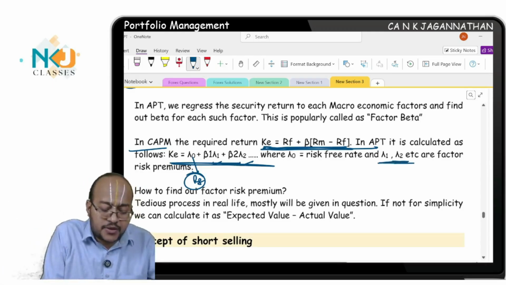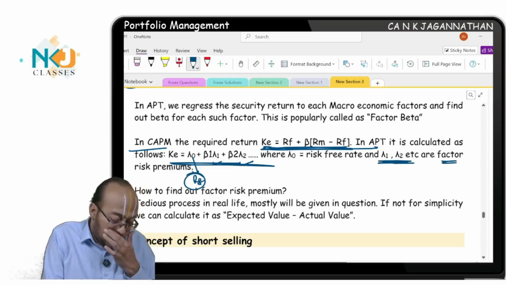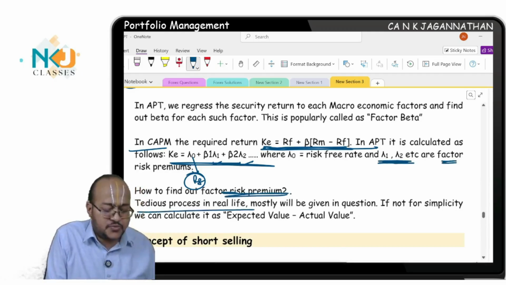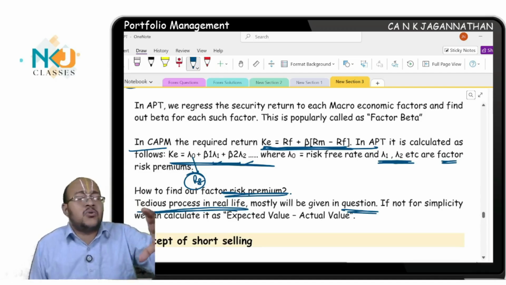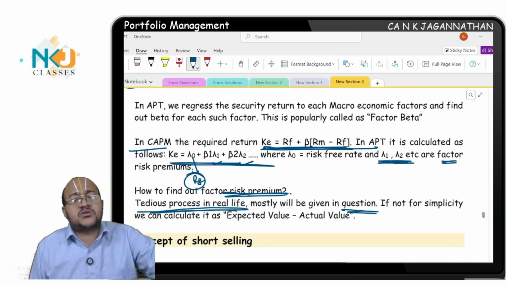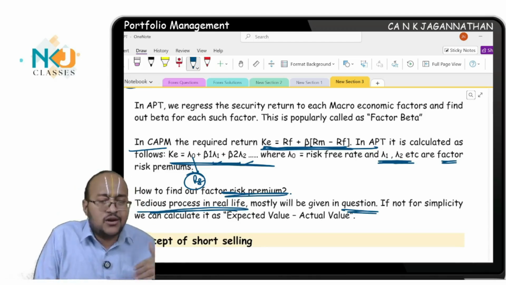Lambda 1, lambda 2, etc. are factor risk premiums. How to find out factor risk premium? It is a tedious process in real life, mostly it will be given in the question. There is a process, which we used to discuss in the regular lectures, no issue, no need for examination also, hence I am bypassing that.